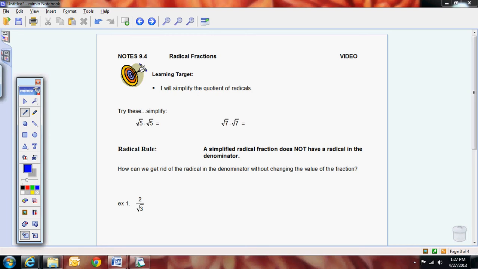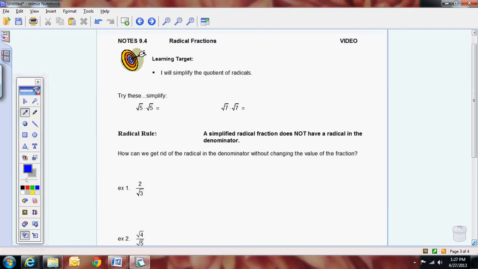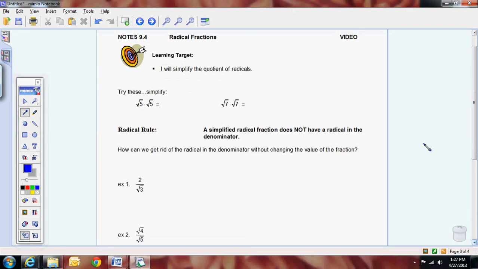Hello guys, it's your 9.4 notes. We're going to be talking about radical fractions today, but don't freak out. Fractions are your friend. They're not too hard. This is actually a pretty simple section once you get into it.